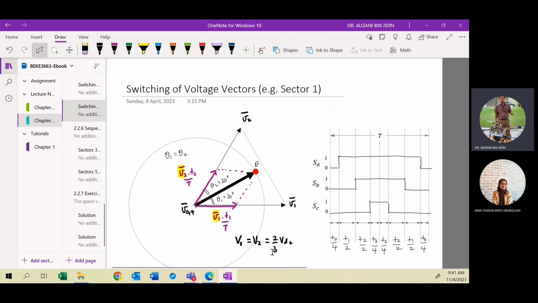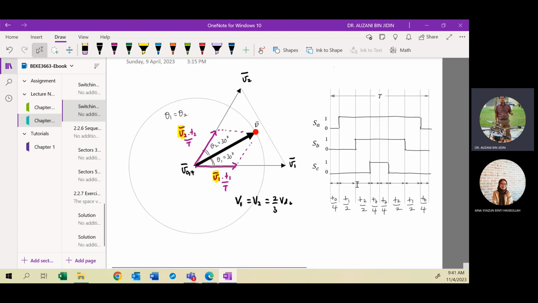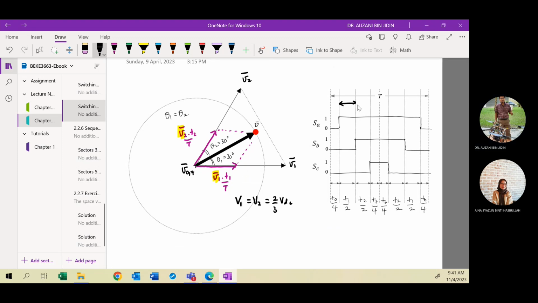Okay, so this is the switching state. You can see that the interval for selecting V1 and V2, the sizes are the same. And the same goes to here. This interval for selecting V2 and V1 are the same size.